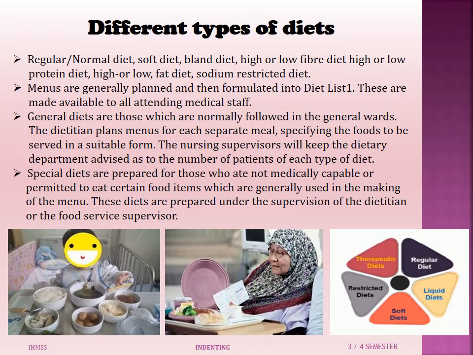Menus are generally planned and then formulated into diet lists. These are made available to all attending medical staff. General diets are those which are normally followed in the general ward. The dietitian plans the menu for each separate meal, specifying the food to be served in a suitable form. The nursing supervisors will keep the dietary department advised as to the number of patients on each type of diet.